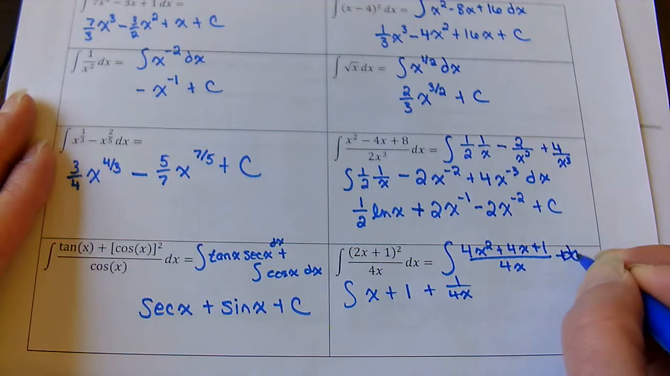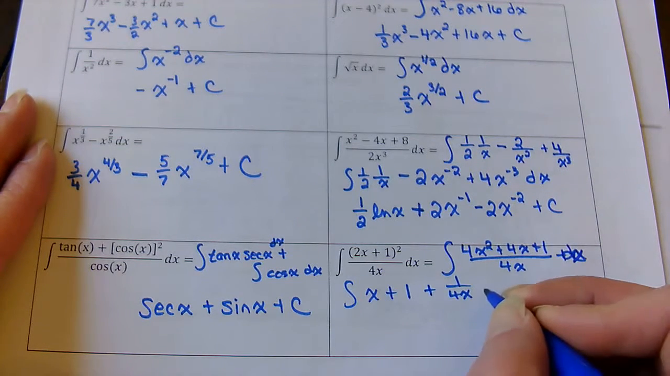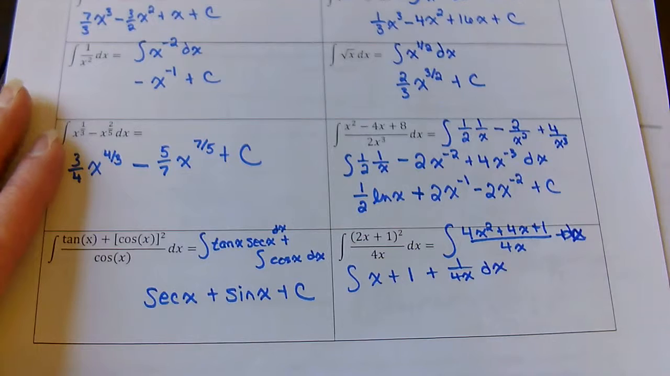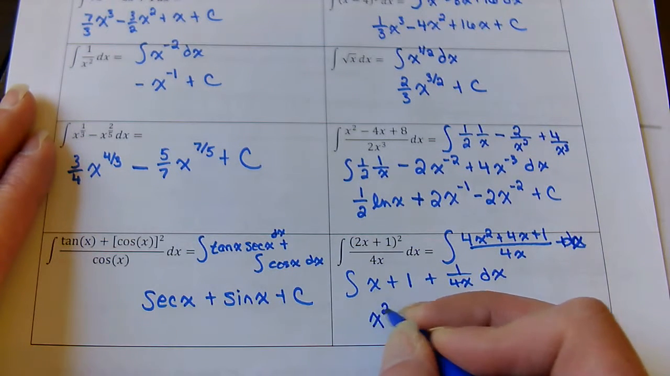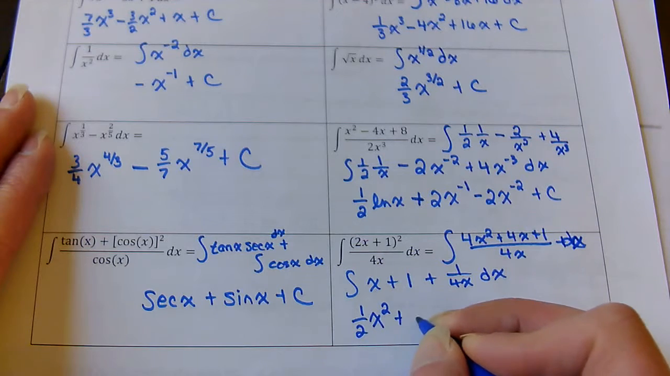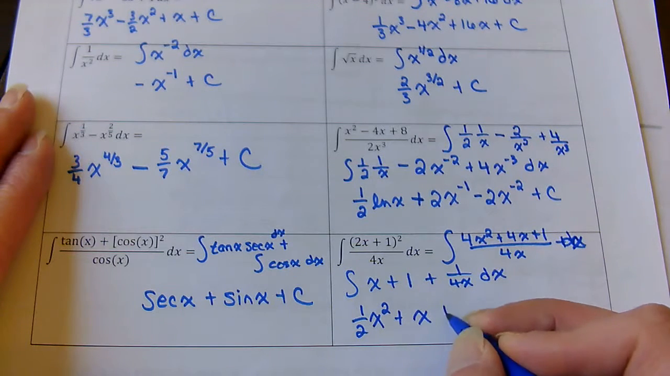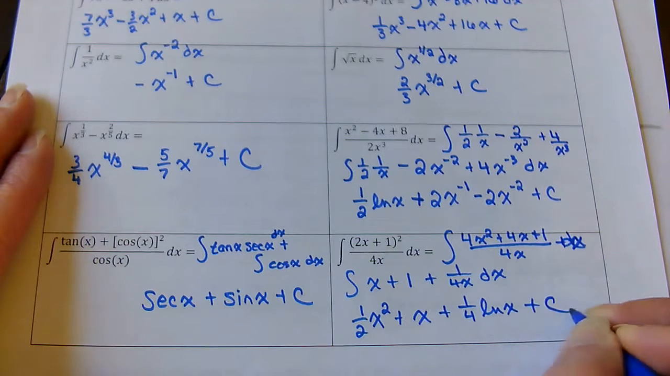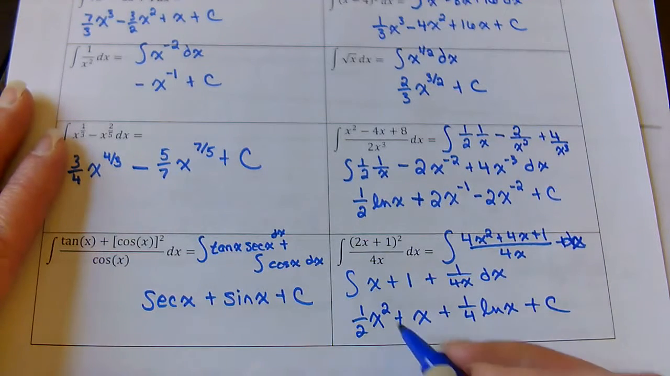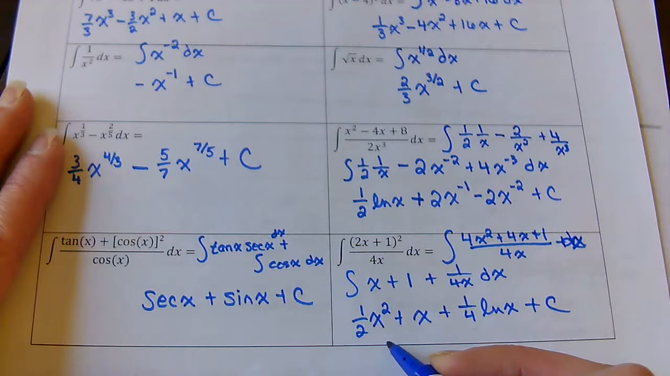Oops, I put plus c. I meant to put dx there. dx. The antiderivative of x is going to be x squared over 2, plus x plus 1/4 ln x. Taking the derivative, that gives us 1x plus 1 plus 1/4 1 over x plus 0.